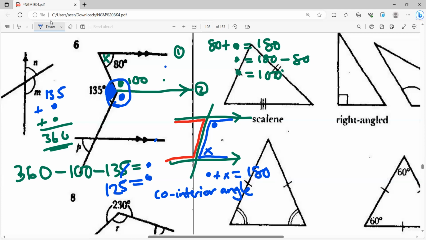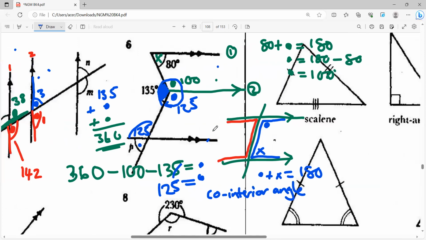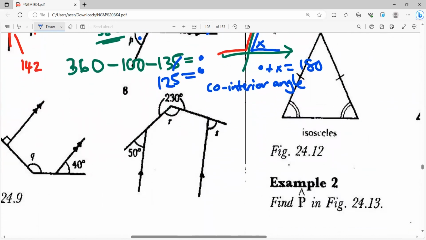So now that you know the blue guy, 125 degrees, you can easily find what? P. The blue guy is 125 degrees. Using the Z angles, this is going to be 125. And then P is going to be 180 minus 125. So I'll leave you to that to find the actual value of P. But that is all you need to know about parallel lines. And I feel after this, you should be in a position to answer those questions I sent you.